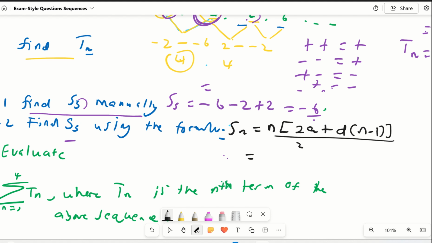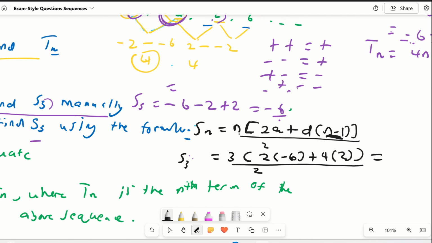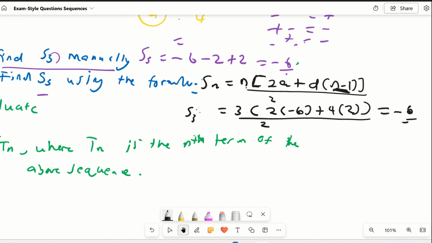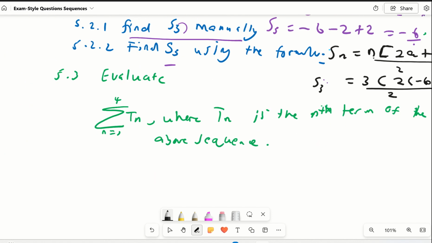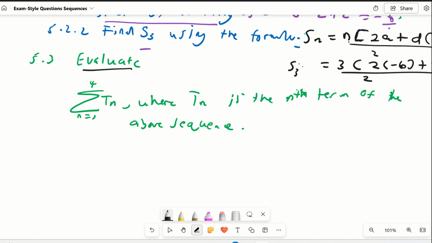We're looking for S3. The instant you substitute, you change the square bracket to curly brackets. Instead of writing 3 minus 1, just write 2 to save time. This should give you an answer of minus 6. Did we all get the answer of minus 6 there? Yes.